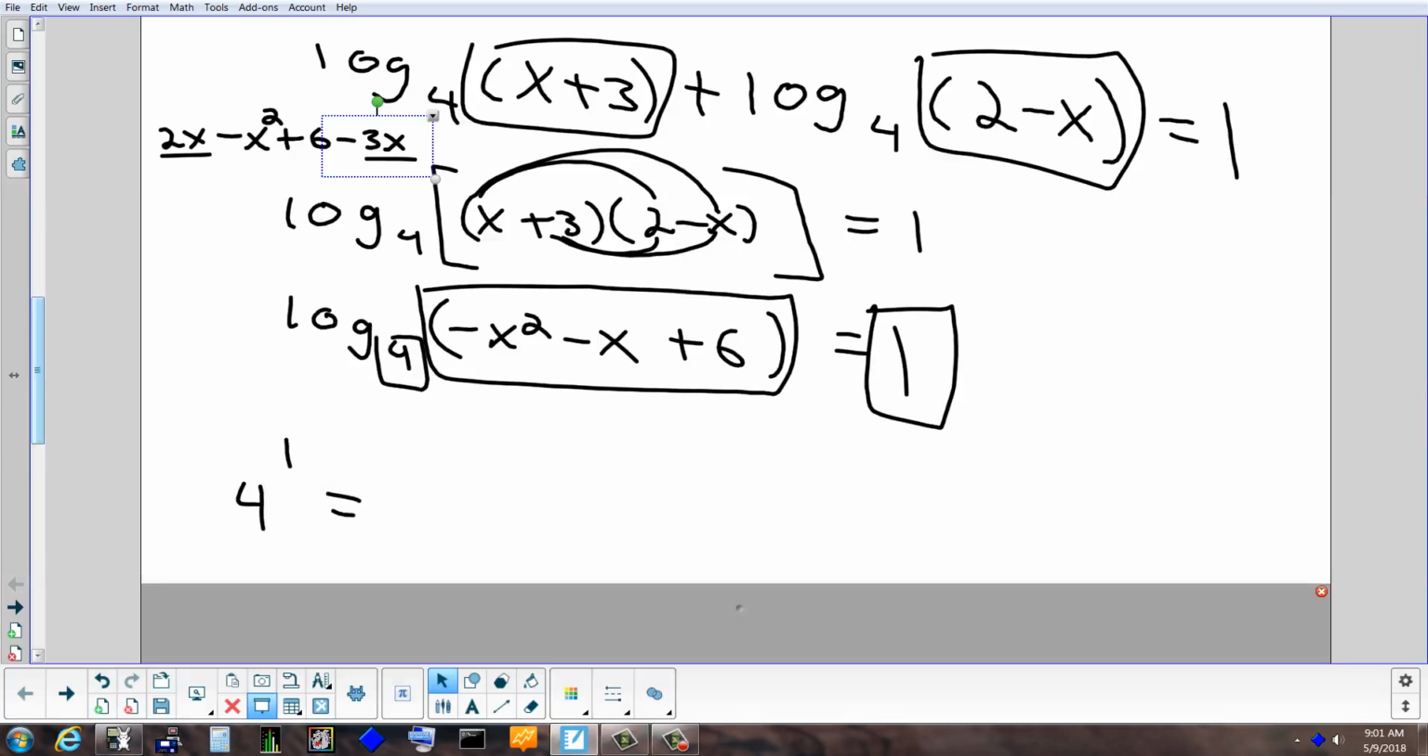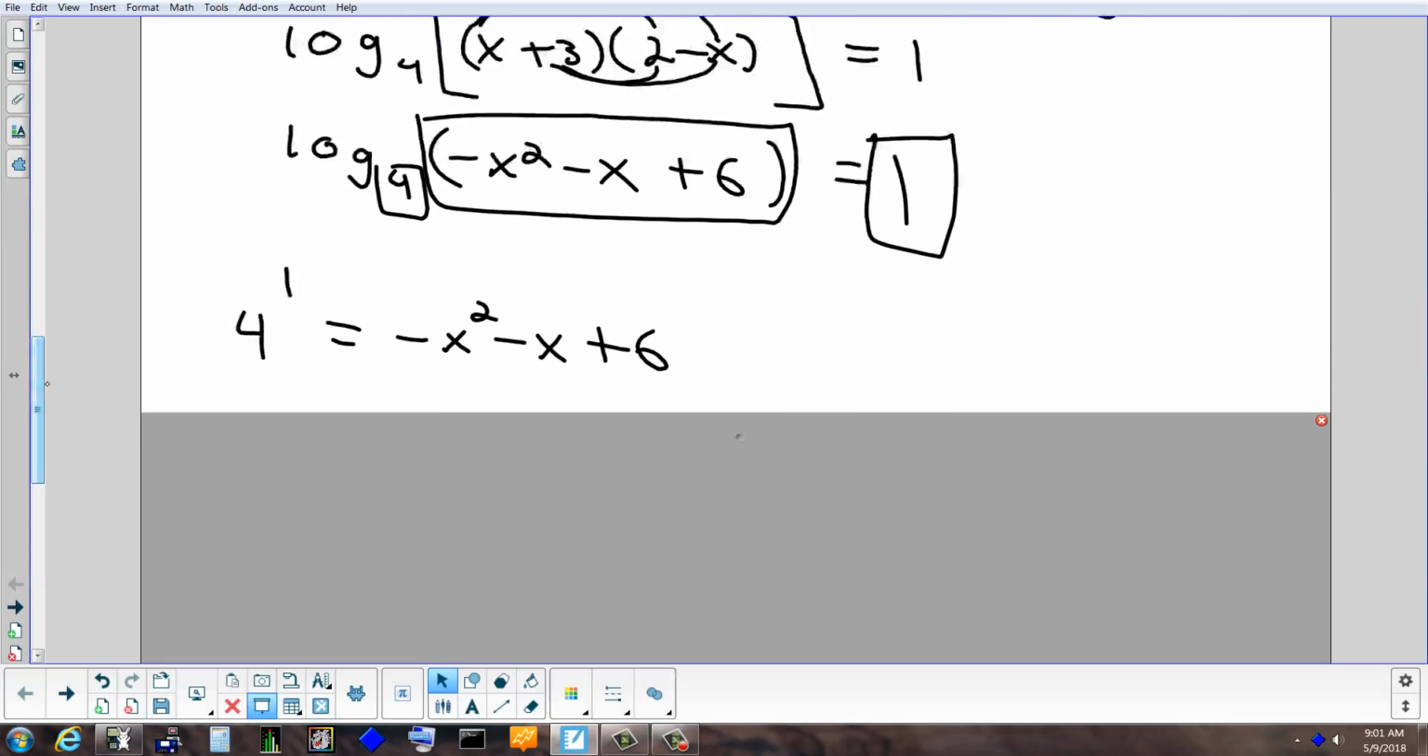So 4 to the first power equals, and now put down what's on the other side. Negative x squared minus x plus 6. Now that's a quadratic equation. Now we just solve it.